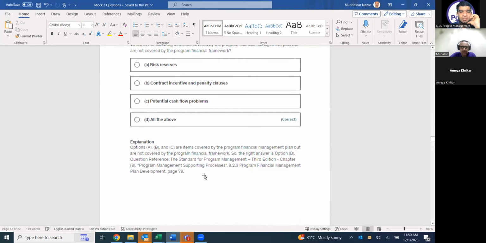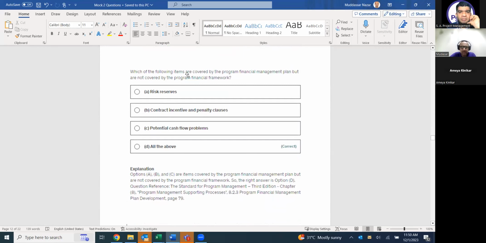Okay. The next question is, which of the following items are covered by the program financial management plan, but not covered in the financial framework? Risk reserves, contract incentive and penalty clauses, potential cash flow problems, all of them. This I could not find, what is the difference between?